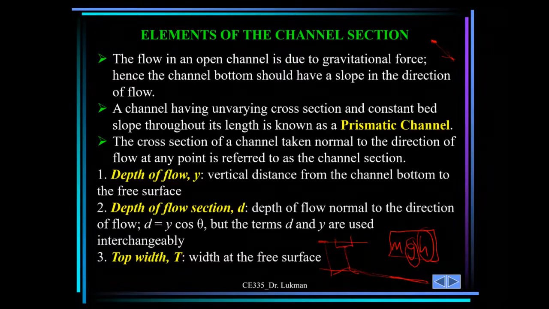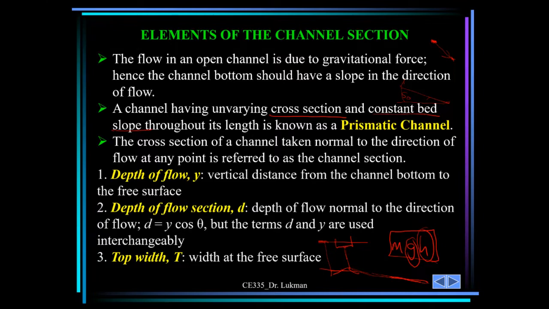And a channel having varying cross section and constant bed slope throughout its length is not a prismatic channel. A prismatic channel is simply a channel having constant cross section and bed slope. The bed slope is simply the slope of the bed, that is the channel bottom. This is the slope. Let's say we use S naught to denote the bed slope. So a channel having constant cross-sectional area and bed slope is known as a prismatic channel.